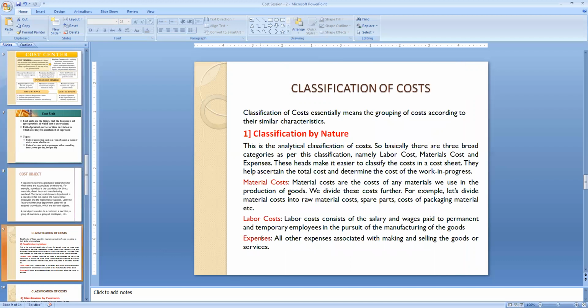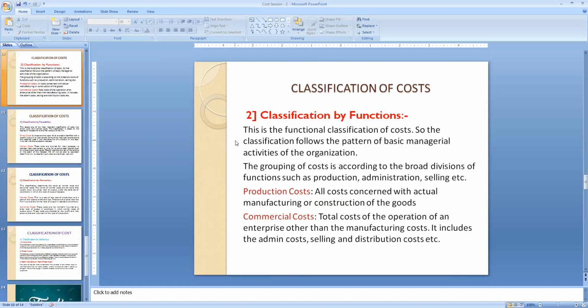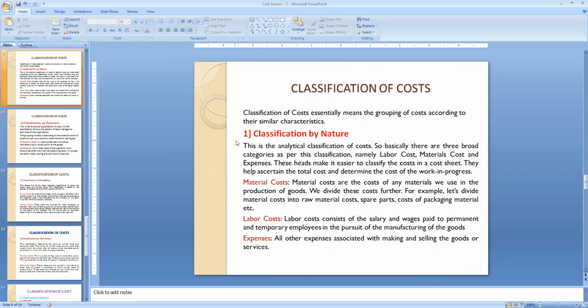Let us go to the next concept, that is called classification of cost. We know that cost classification is nothing but the process of grouping costs according to their common features or characteristics, because it becomes very necessary for detailed recording and accurate cost assignment. Cost classification is the process of grouping, segregating the cost according to their common characteristics. Let us see what the different categories are and what the different types of cost are in each category.